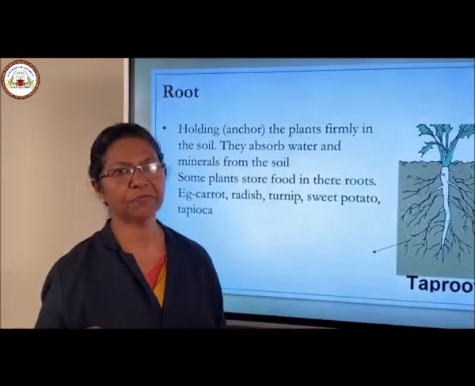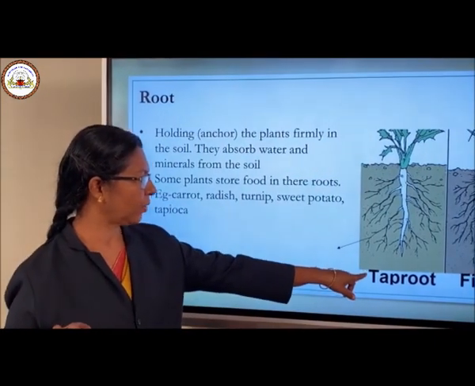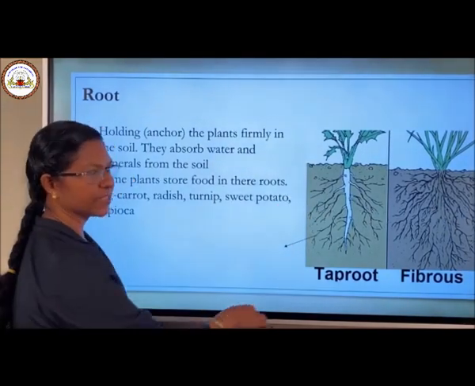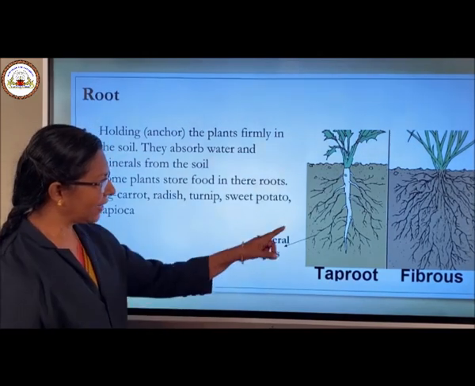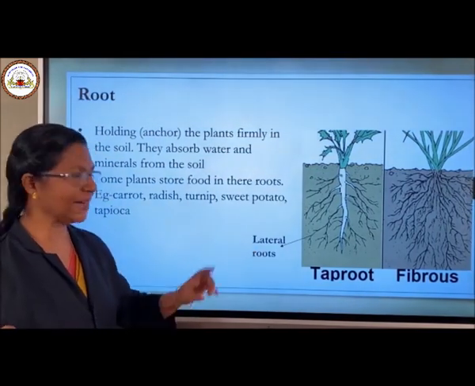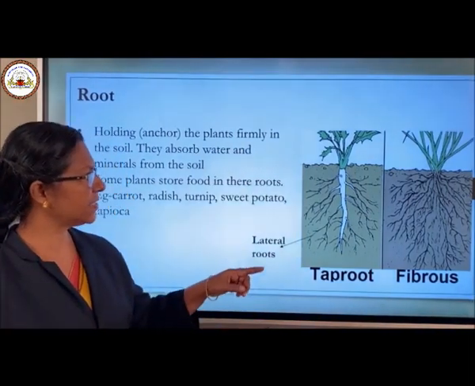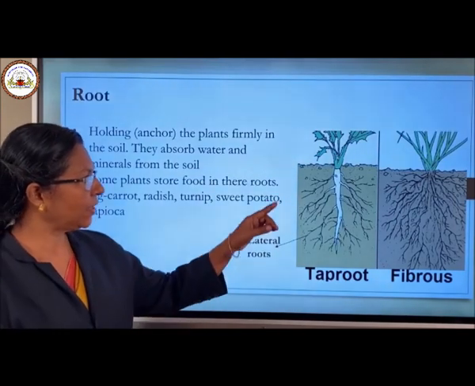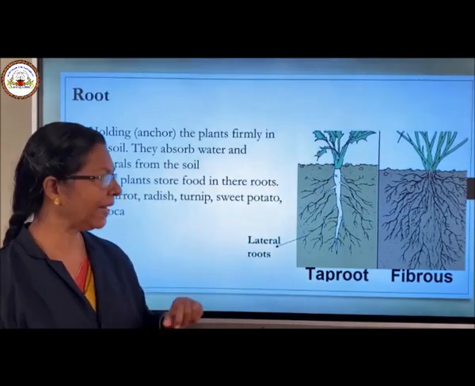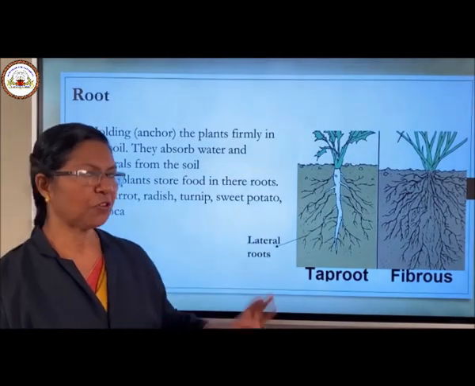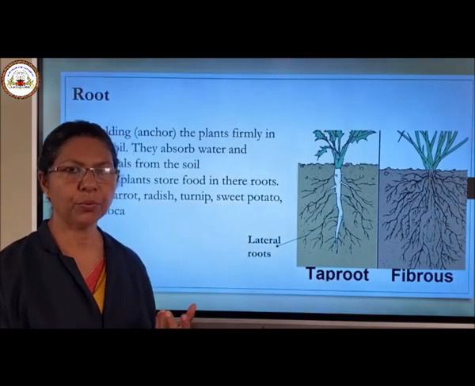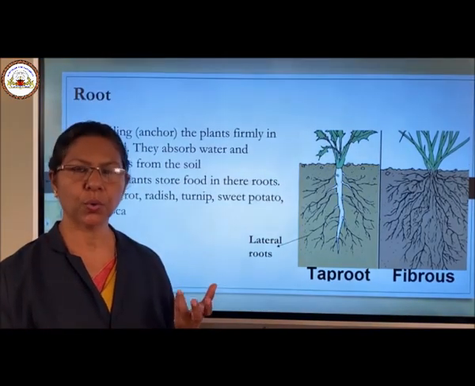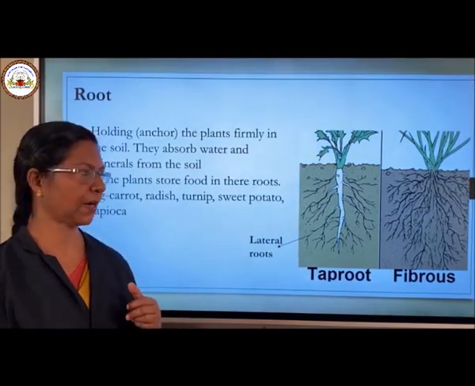There are two types of root: taproot and fibrous root. In taproot, we can see in the center there is a root, that is the taproot, and there are certain branches on the taproot, known as lateral roots. In fibrous root, all the roots arise from the base of the stem, and the roots are small, thin, hairy-like structures. Examples of fibrous roots are paddy, bamboo, grass, etc. Examples of taproot are tulsi, rose, rubber, hibiscus, etc.